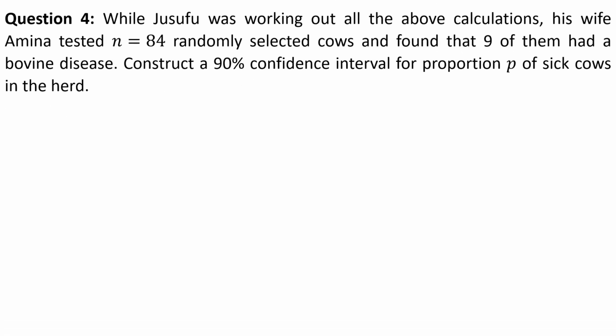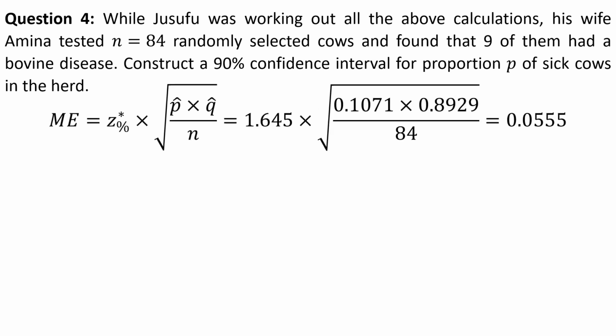So next, while Jusufu was working on all of these calculations, his wife Amina tested 84 randomly selected cows and found that 9 of them had a bovine disease. Construct a 90% confidence interval for the proportion P of sick cows in their herd. So once again, we can start by calculating the margin of error. The critical value is 1.645 because it's a 90% interval. P-hat is 9 divided by 84. That's 0.1071. 1 minus that number is 0.8929, and the sample size is 84. So performing this calculation, we get a margin of error of 0.0555.